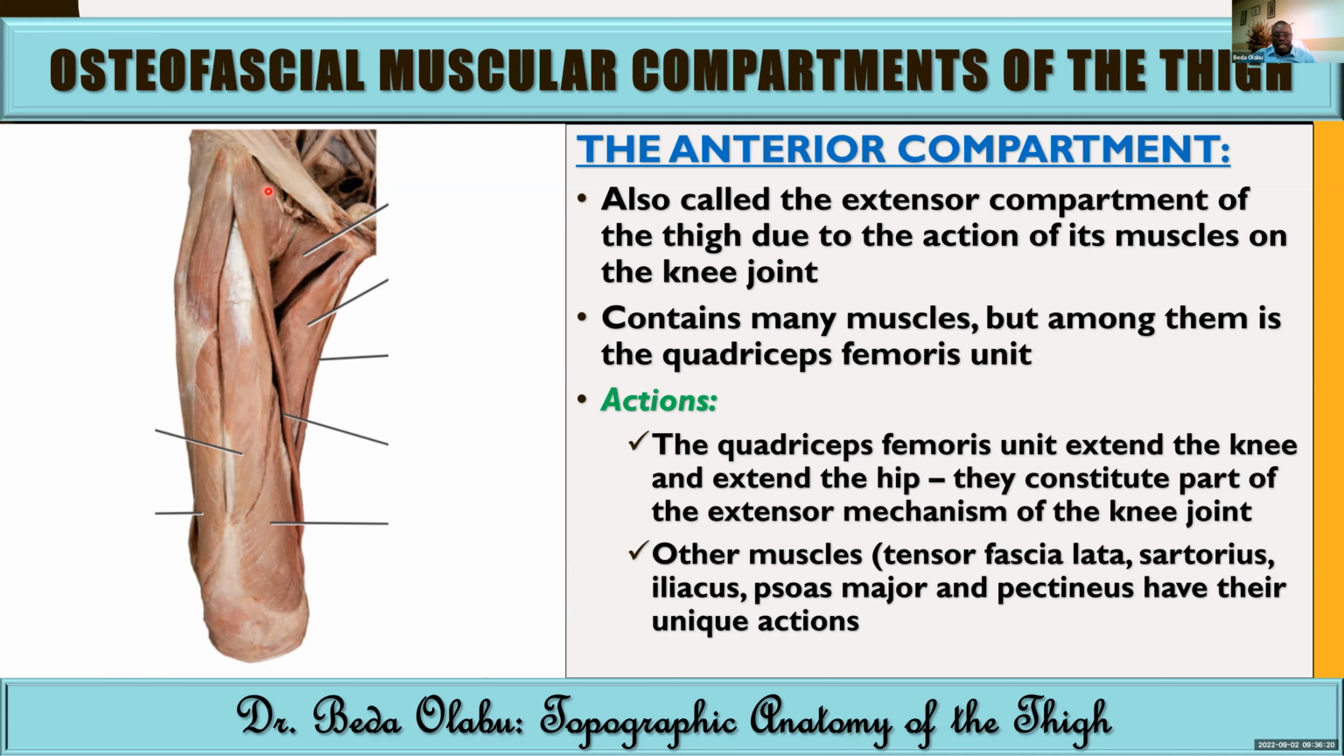Iliacus muscle largely flexes the hip joint together with psoas major, which also flexes the hip joint. And these two, the iliacus and the psoas major, constitute a common unit, which we call the iliopsoas unit, perhaps the most powerful flexor of the hip joint. Pectineus is here. It partly flexes the hip joint and also adducts the hip joint. So those are their unique actions, those other muscles.